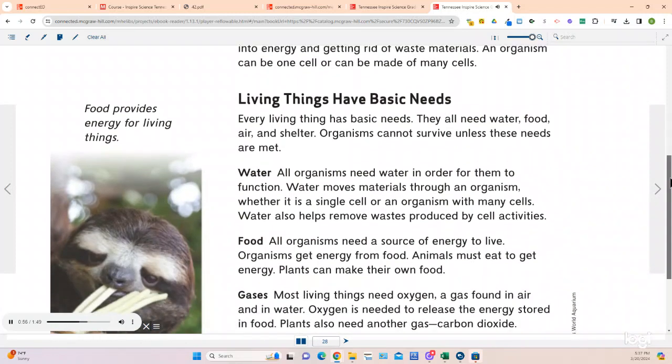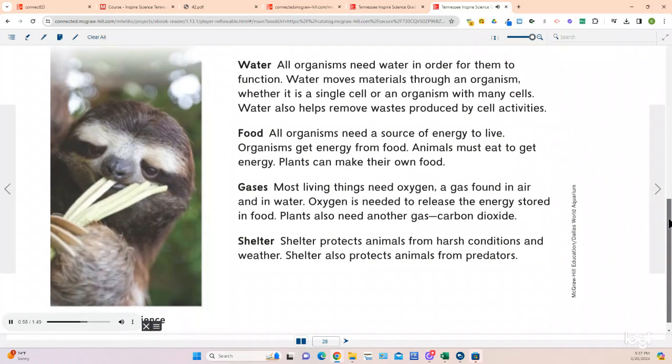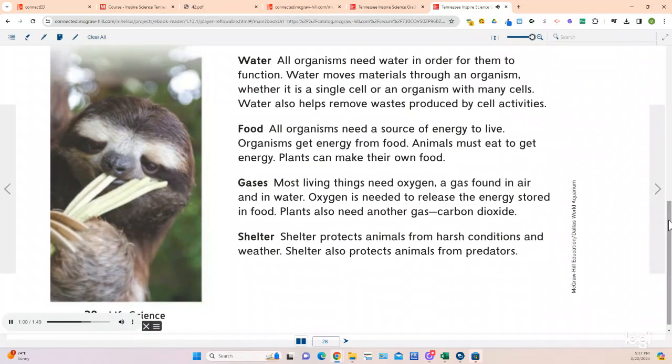Water. All organisms need water in order for them to function. Water moves materials through an organism, whether it is a single cell or an organism with many cells. Water also helps remove wastes produced by cell activities.